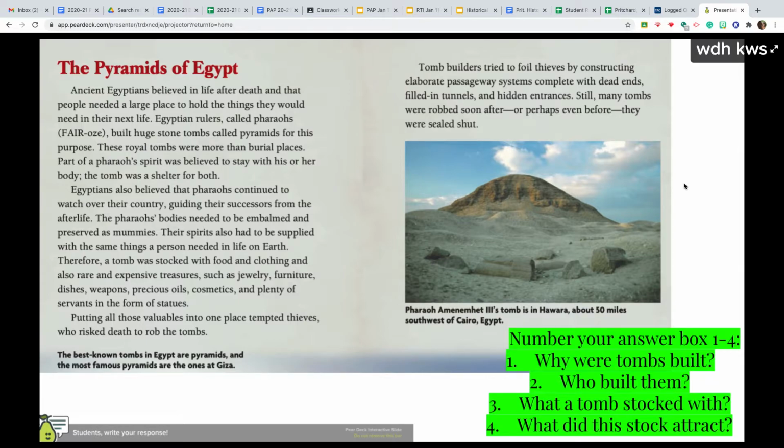Okay, you have 4 questions for this one. Beside number 1, type why tombs were built. Beside number 2, who built them? Beside number 3, what was a tomb stocked with? Number 4, what did this stock attract?